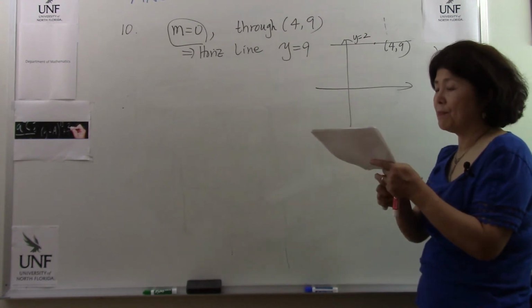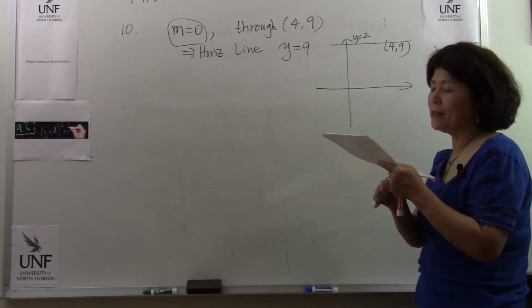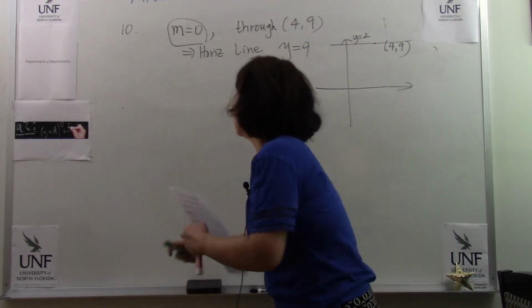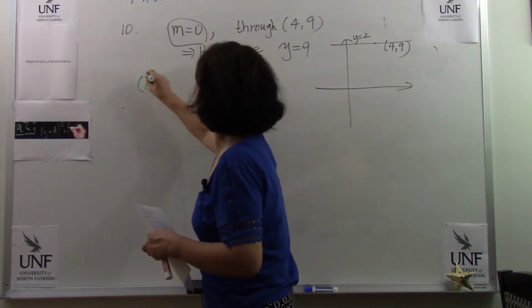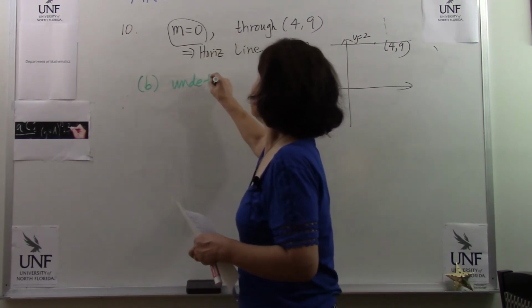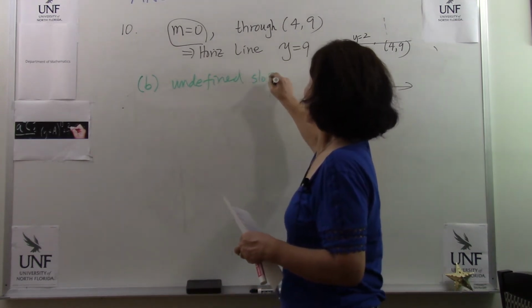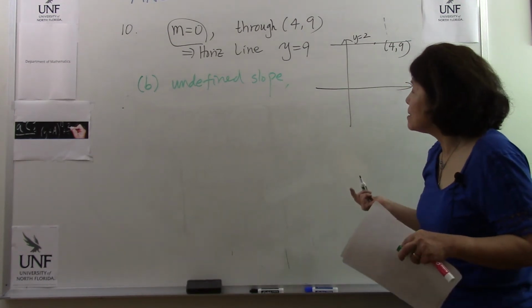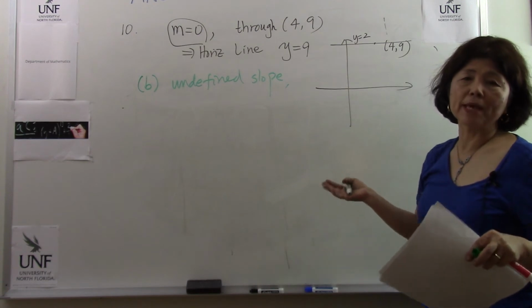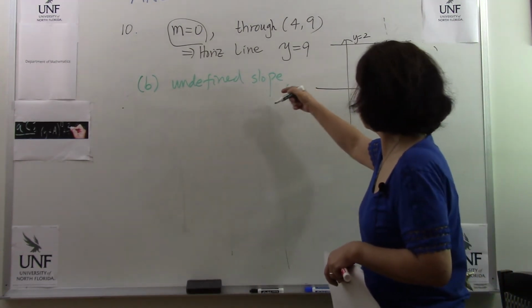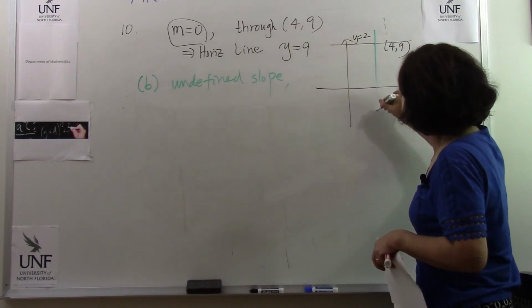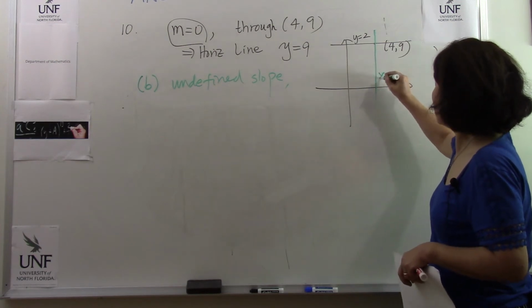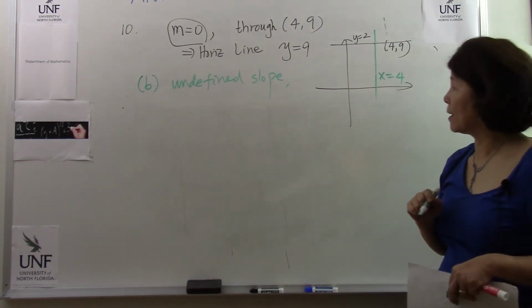The next one, I believe there is a typo here. Find an equation of the line with the undefined slope. Okay? Part B is undefined slope. And again, passing through 4, 9. So what does it look like when the slope is undefined? Well, that is a vertical line, so passing through the same point 4, 9 and the vertical, the equation is x equals 4. Okay?